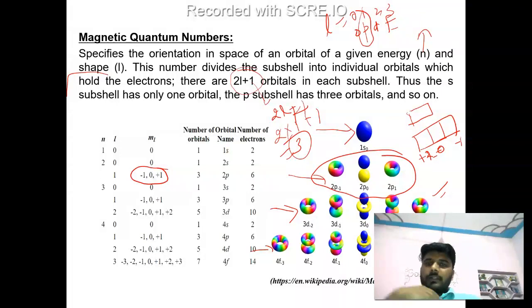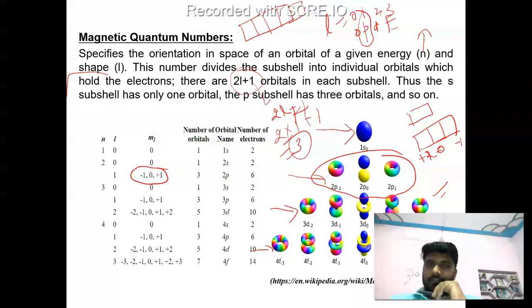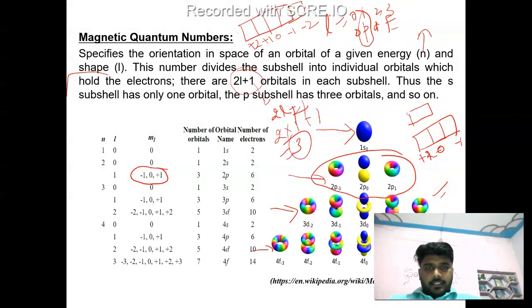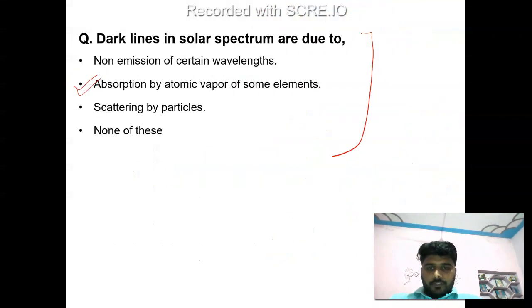Okay. So magnetic quantum number basically tells about the orientation in space of an orbital. Like if you are having d orbitals, right? This five subshell is there. So you will be having magnetic quantum numbers plus two, plus one, zero, minus one, and minus two. Okay. Right. So if I explain, there are five orbitals.